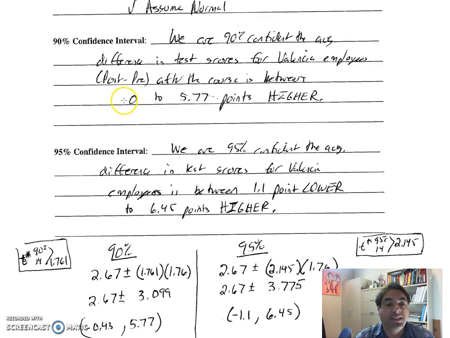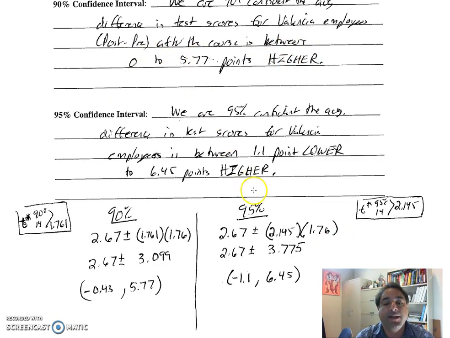So notice in the write-up I put 0 because it's rounding off to 0. But you can still put the negative. But the idea is that slight amount is negative, so we still say it's greater than 0. So we are 90% confident the average difference in test scores for Valencia employees post-pre after the course is between 0 to 5.77 points higher. Both positive, higher positives. Now at 95%, we definitely have negative a point and positive 6 points. So we would say we are 95% confident the average difference in test scores for Valencia employees is between 1.1 points lower, negative lower, to 6.5 points higher, positive higher.